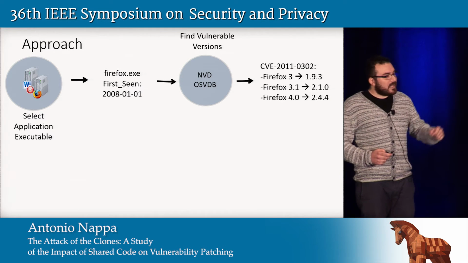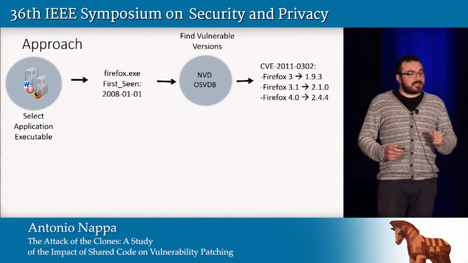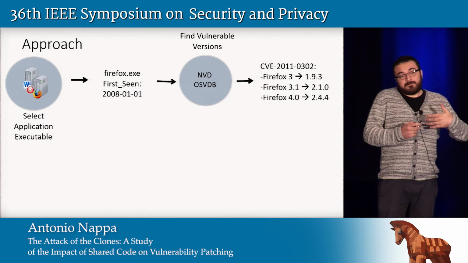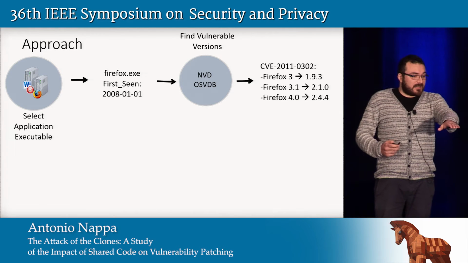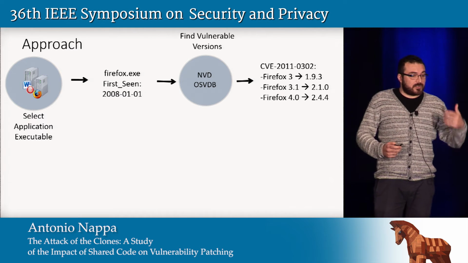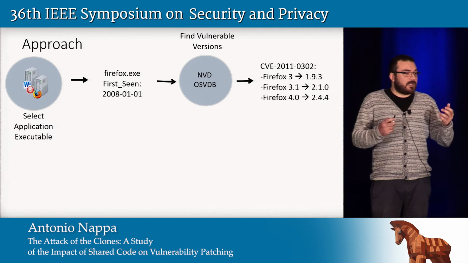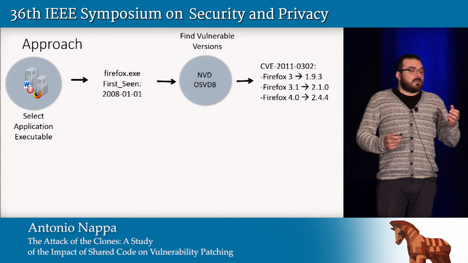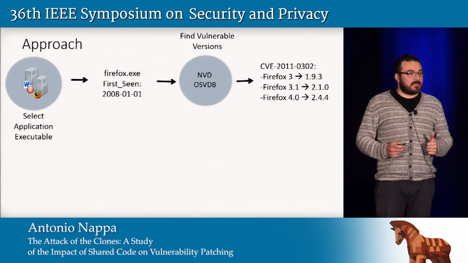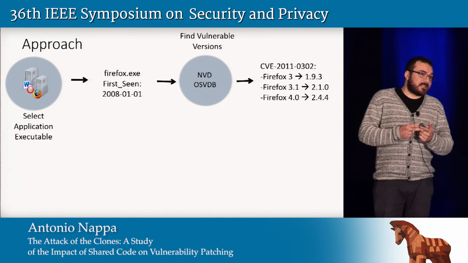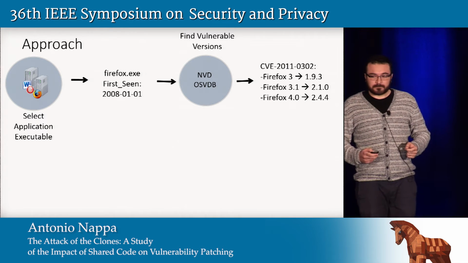So I put the arrows there because one of the issues that we have found in NVD is basically that you have the program version that is, for example, advertised, but is not the exact file version. So, for example, Firefox 3 corresponds to the file version 1.9.3. So this is an issue because we couldn't find all the mappings for all the applications. So we also found other errors in the NVD, for example, missing vulnerable versions or extraneous ones, so versions that are not vulnerable that are reported as vulnerable.